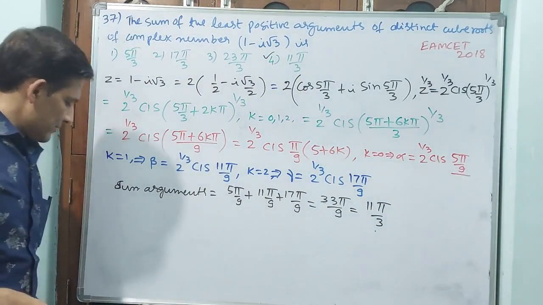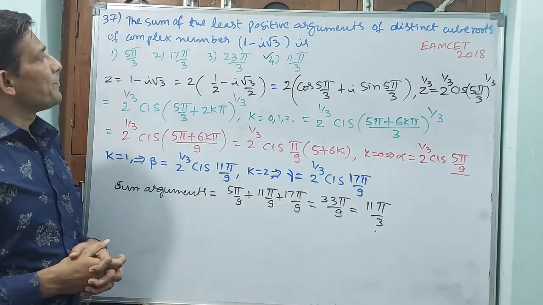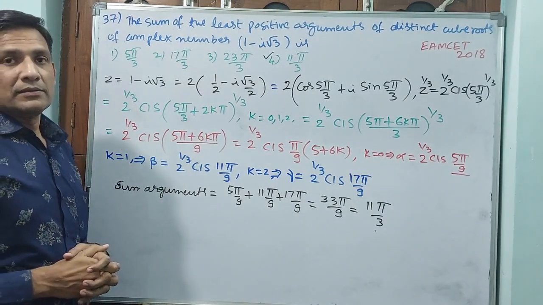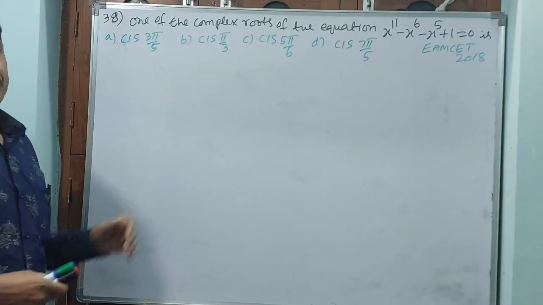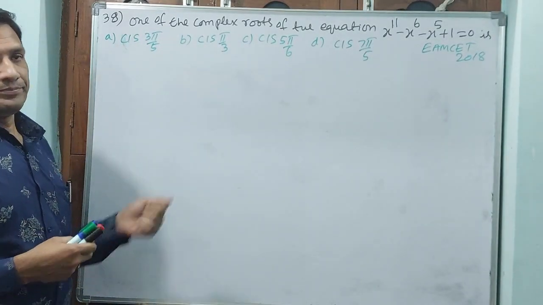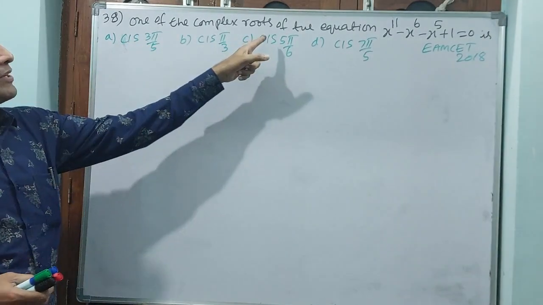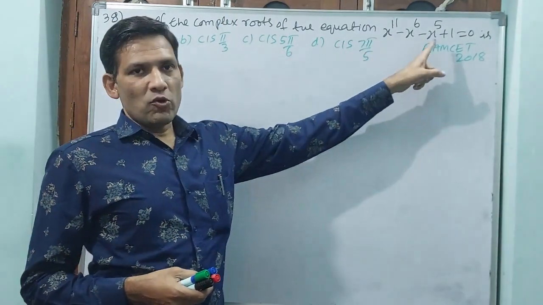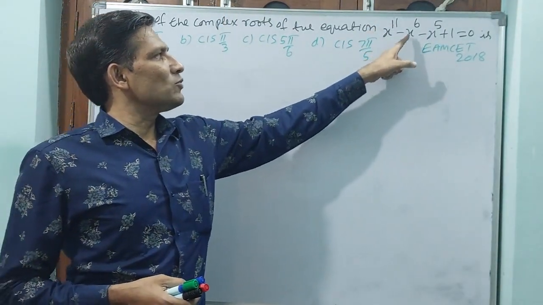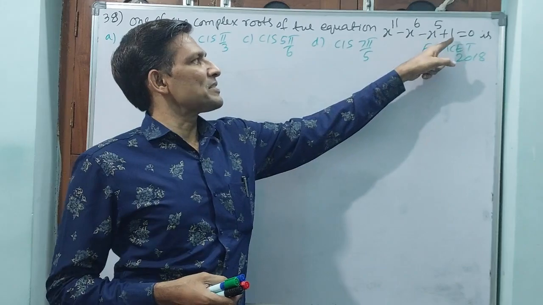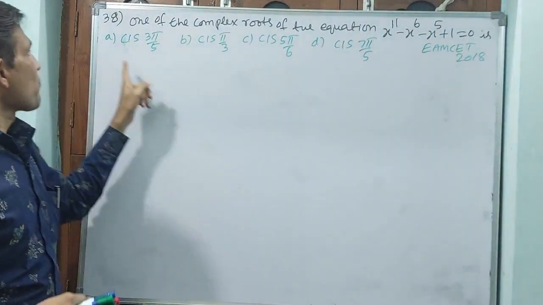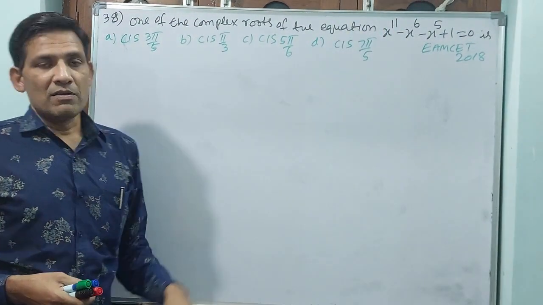You understand this question? Okay. Let us go for 38th question. See, question number 38. One of the complex roots of the equation they have given, x to the power of 11 minus x to the power of 6 minus x to the power of 5 plus 1 equal to 0 is, 4 options they have given.